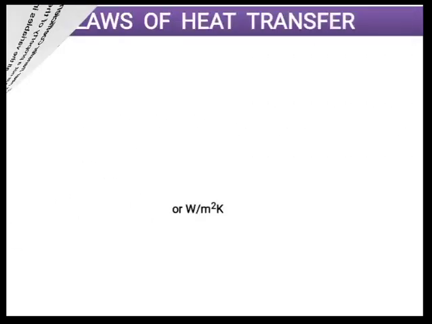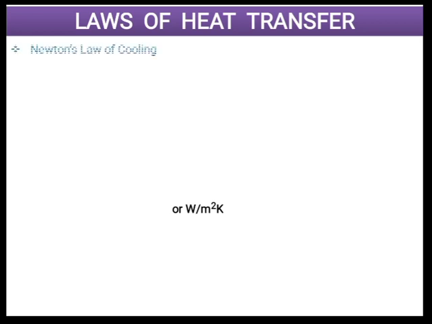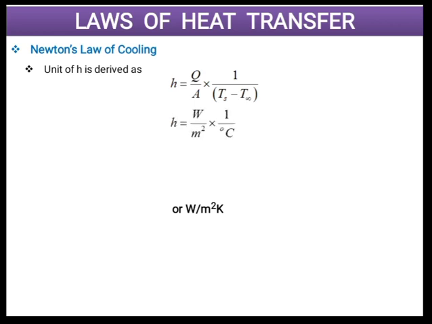Now we will figure out the unit of this heat transfer coefficient. Here I have written directly watt per meter Kelvin. Let us see how we arrive at this final answer. When we rearrange the equation, we get h is equal to Q upon A into 1 upon (Ts minus T infinity). We will substitute units for individual quantities. The unit for Q or heat is watt, the unit for area A is meter square, and the unit for difference in temperature is degree Celsius. So ultimately what we get is the unit of h as watt per meter square degree Celsius.